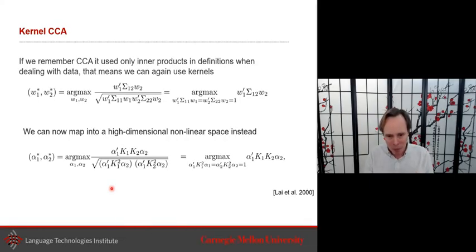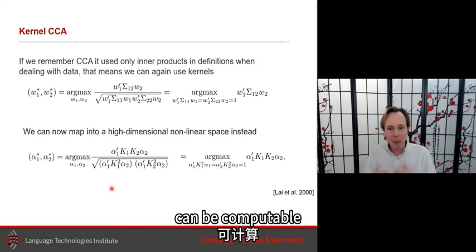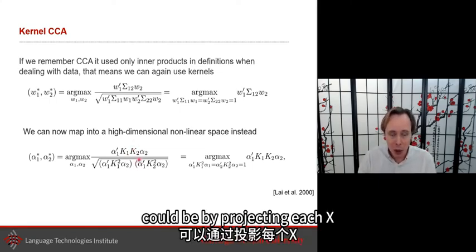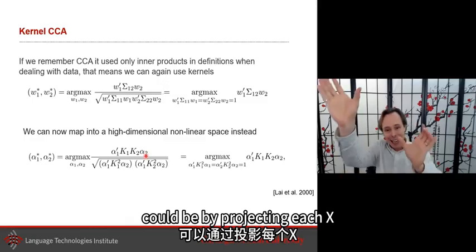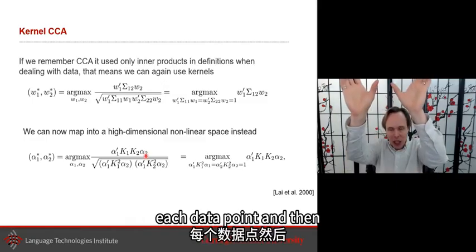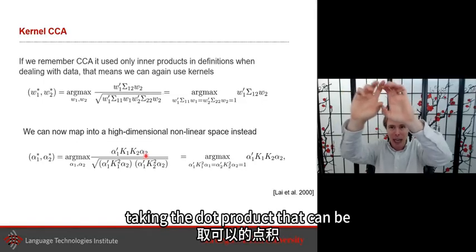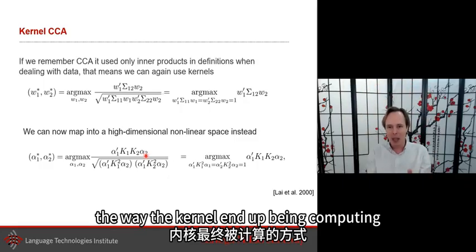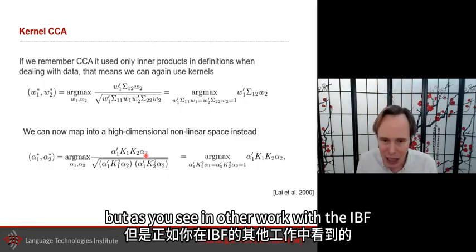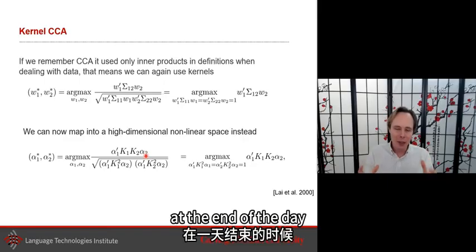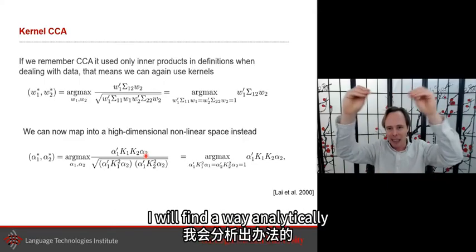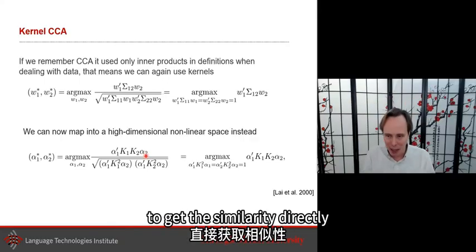So a kernel can be computable. The way of computing that kernel similarity could be by projecting each data point and then taking the dot product. That can be the way the kernel ends up being computed. But as you see in other work with the IBF, it could be that at the end of the day, I will not take the time to project, and I will find a way analytically to get the similarity directly.